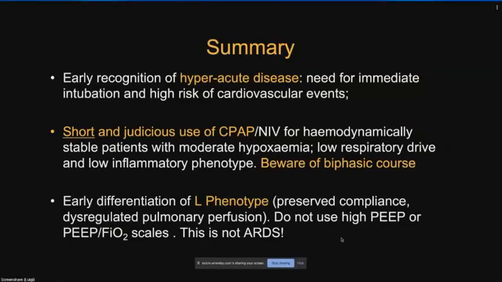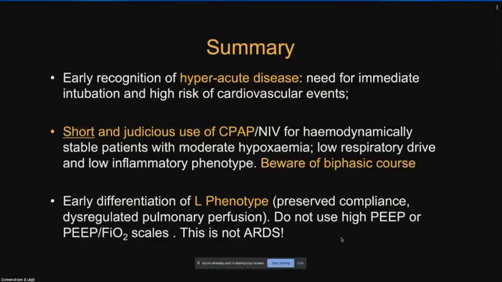Some of them are related to the myocarditis process, but some of them might be centrally mediated, essentially with the effect of the virus on the midbrain and the cardiorespiratory control. The second point is that a short and judicious use of CPAP might be useful for hemodynamically stable patients with moderate hypoxemia, not severe hypoxemia, particularly the ones who've got low respiratory drive and a low inflammatory phenotype.